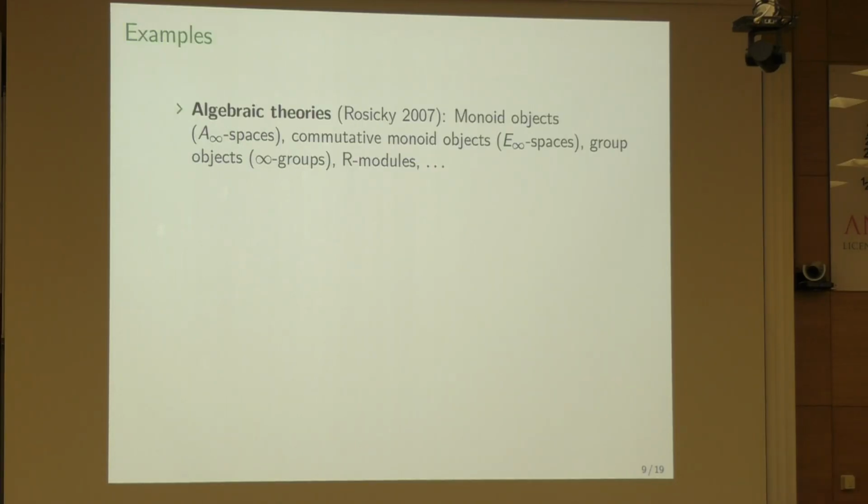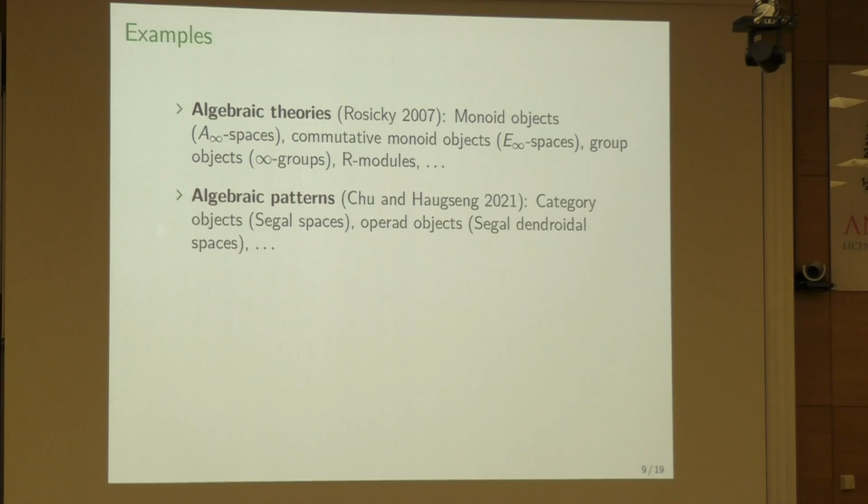So, some examples. We have the classical or more classical examples which come from Lawvere theories or generalized Lawvere theories, which are algebraic theories or infinity algebraic theories. They are very old. There are many examples of these, like monoid objects, commutative monoid objects, group objects, R-modules. And when we take them in the infinity world, we get up-to-homotopy coherent constructions, like infinity spaces, or infinity groups. And there is a nice paper called Homotopy Varieties by Rosický, which basically proves that all these are presentable.